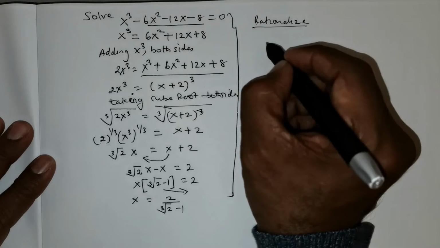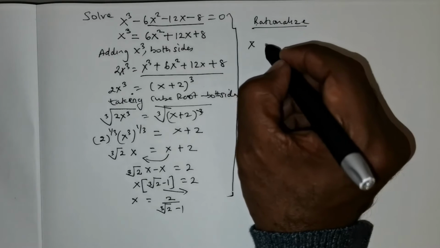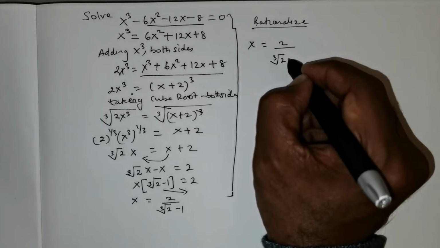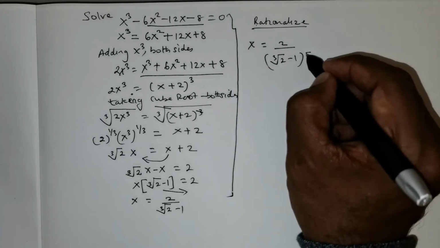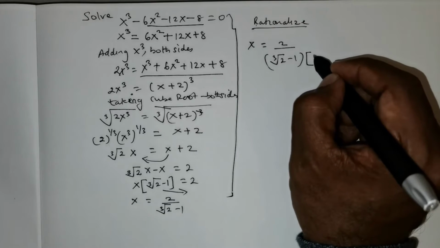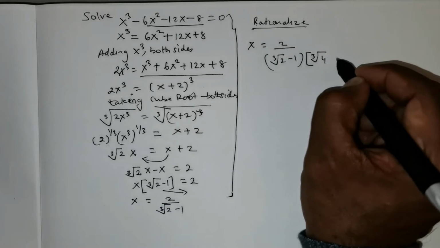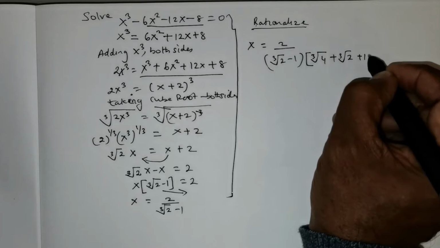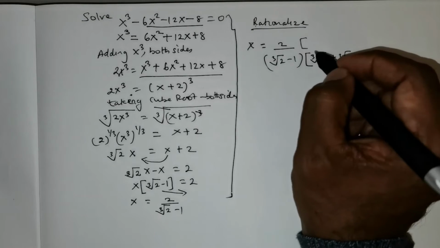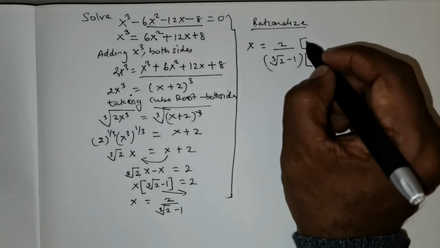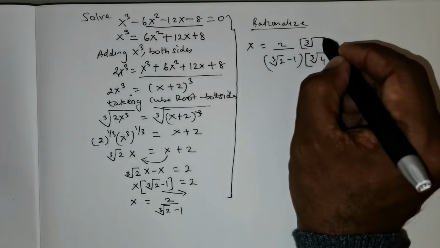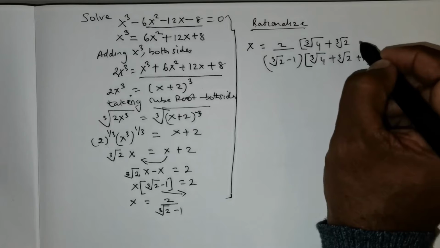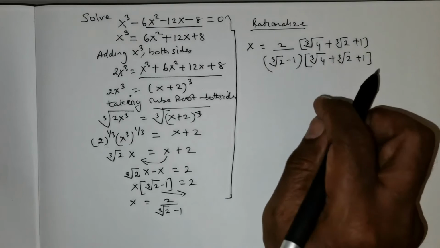So how do we rationalize? We have got x being equal to 2 over (third root of 2 negative 1). What I'm going to be doing is multiplying the denominator with third root of 4 positive third root of 2 positive 1. Of course, multiply the same quantity to the numerator. So that would give me third root of 4 positive third root of 2 positive 1.